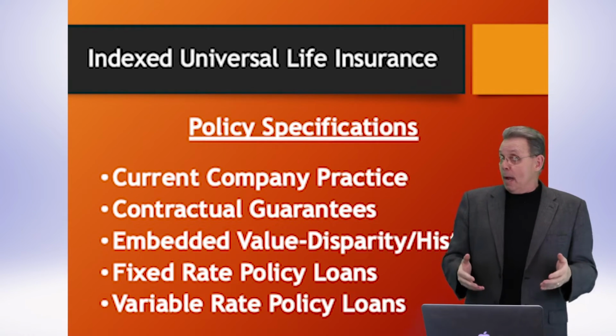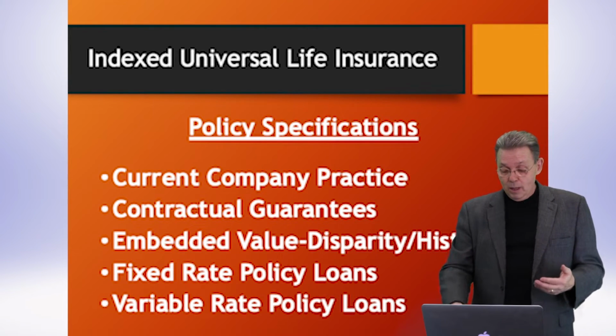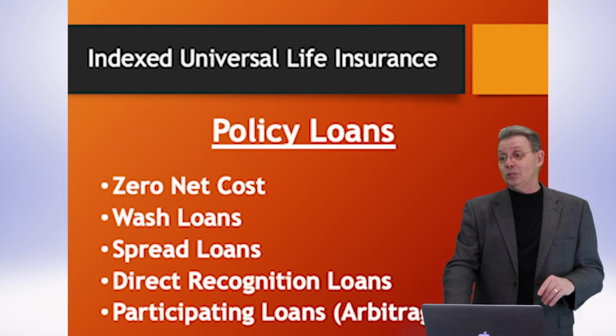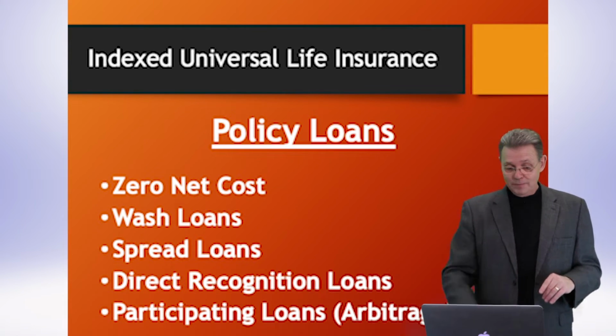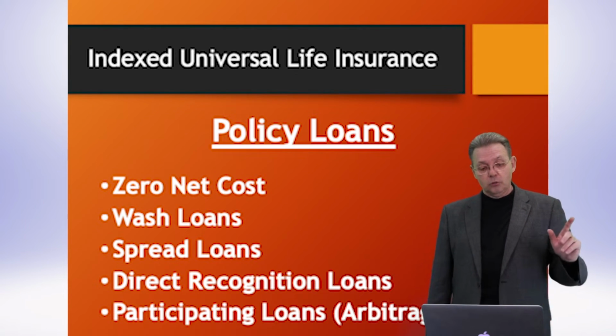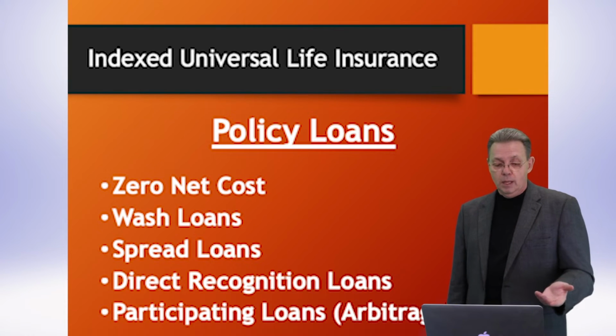And then, of course, I might be able to choose, if I'm going to take my money out, I'm going to have to choose, in some cases, especially IUL, am I going to use a fixed rate or am I going to use a variable rate? And remember, a lot of these contracts let you choose that every single year. Now, there's zero net cost loans, wash loans, spread loans, direct recognition loans, participating loans, the arbitrage loans we use in IUL. Check it out.